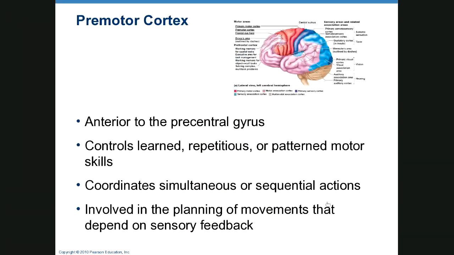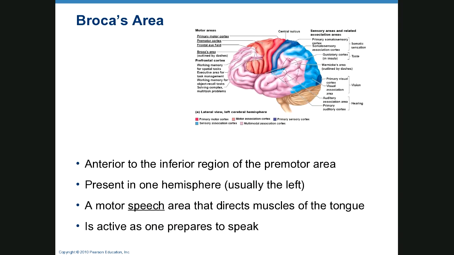Now, the premotor cortex is just one bump up into the precentral gyrus. It controls learned, repetitious, or patterned motor skills, helps coordinate simultaneous and sequential actions, and is involved in planning movements that depend on sensory feedback, which is basically all movements.